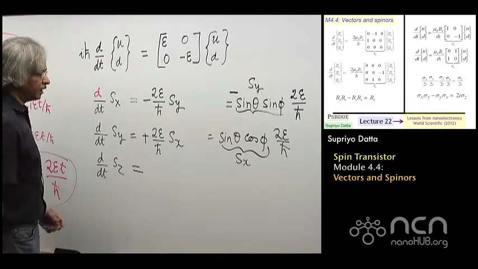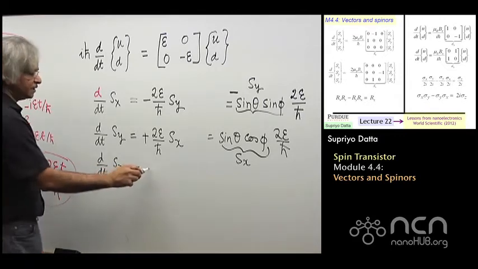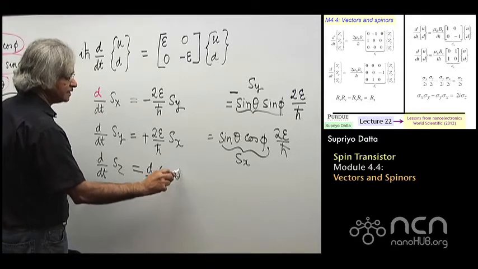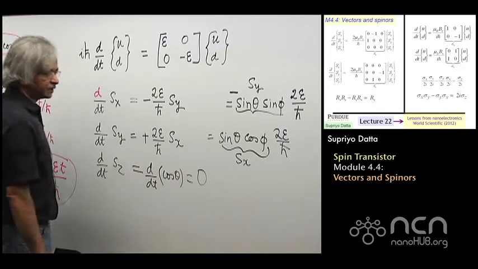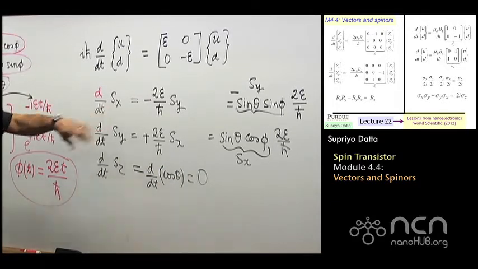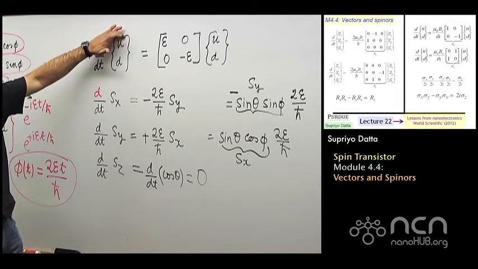And if you want the d/dt of Sz, well, that's just d/dt of cosine theta. And since theta is not changing with time, that's just 0. That's it. So what I could do though is, I could put this in a matrix form. So it would look kind of like the way I have written it up here.